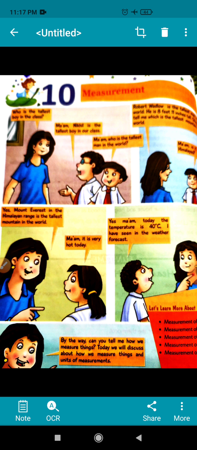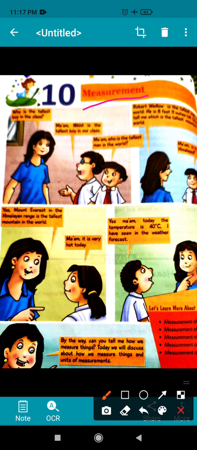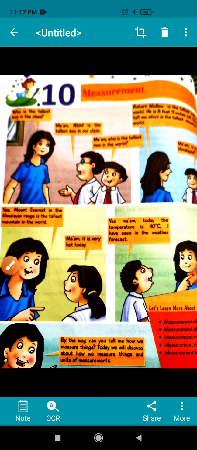So, the question answer of the lesson, A House, A Home, we will do later on when you get your copies back. Today, I am going to start a new lesson and the name of the chapter is Measurement. Children, we need to measure many different things in our daily life.